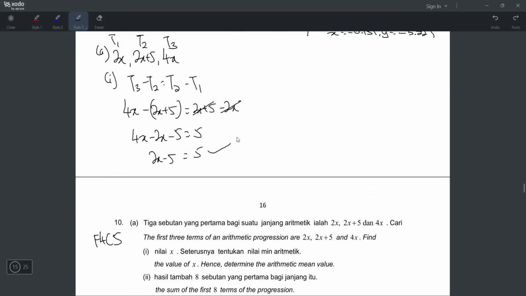So now how to continue? I'm trying to find x. So 2x equals 5 plus 5.